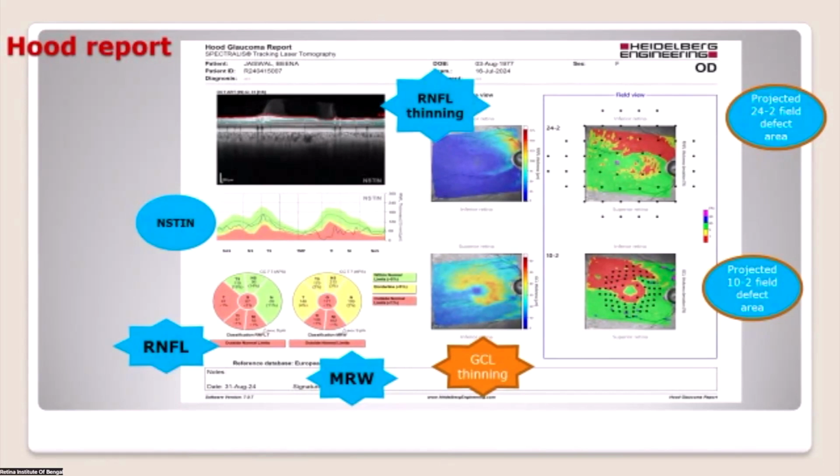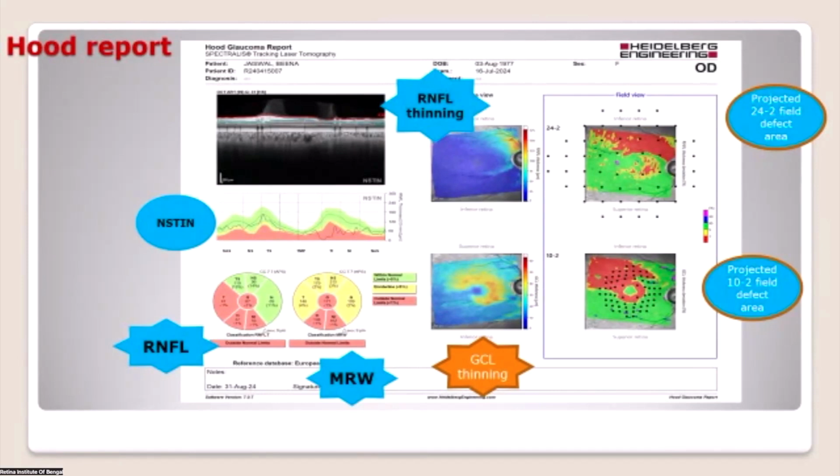The Hood report combines so many things together. It's a just representation of so many findings. Here you see the RNFL, which is common in all the other machines. This RNFL thinning you can see. All the things can be seen in the same picture. You can correlate this RNFL thinning with this picture. Here you can see the temporo-inferior RNFL thinning from this NSTIN curve. Here you can correlate the GCL thinning.